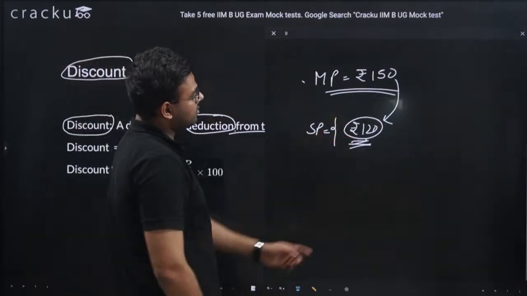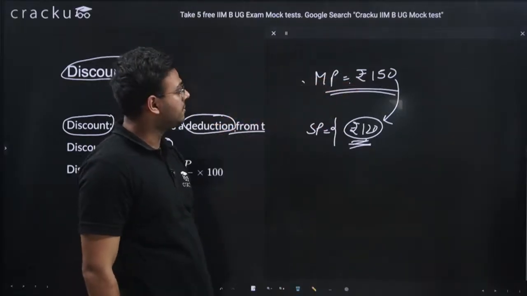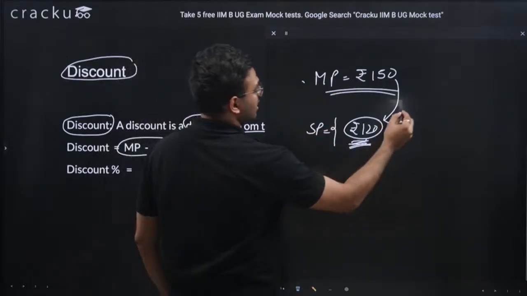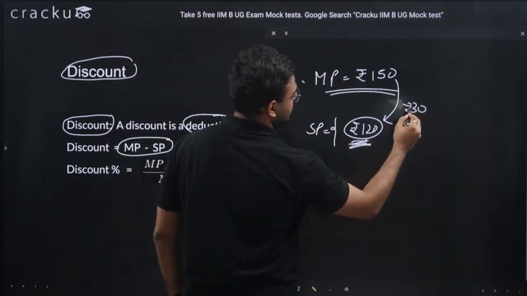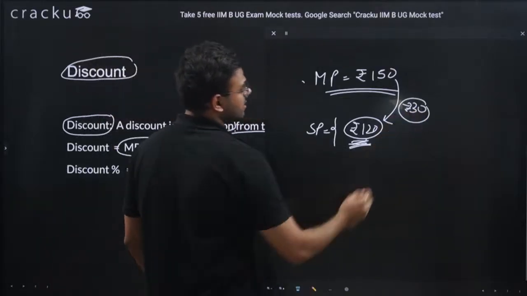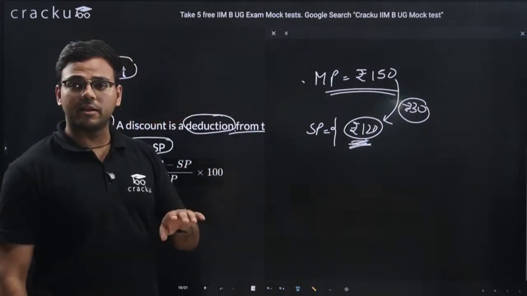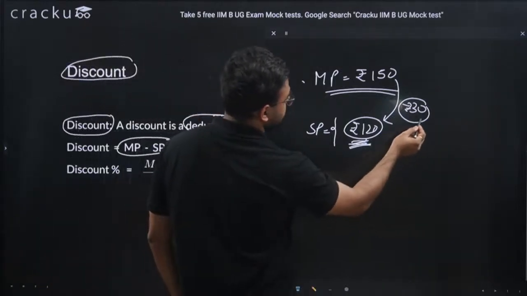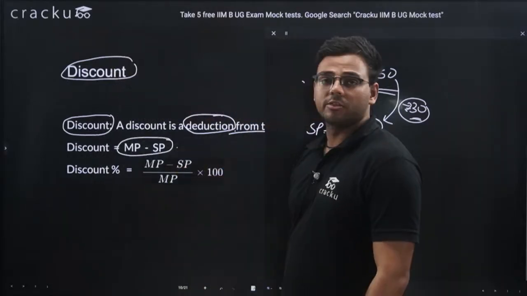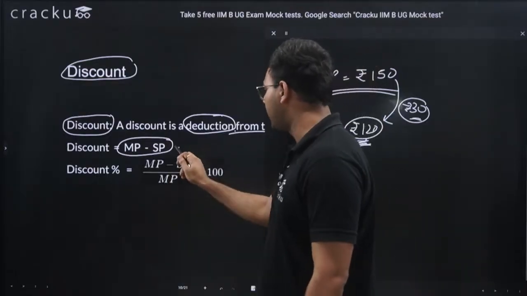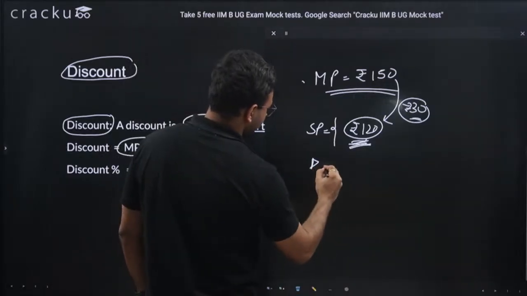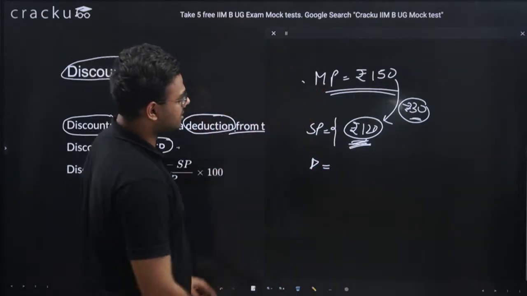You can clearly see the mark price was rupees 150 initially, but it came down to 120. There is a reduction of 30 rupees. This bringing down of mark price by rupees 30 is basically the discount, as said in the formula as well. Discount is equal to mark price minus selling price. If I apply this formula, I'll represent discount by D. Mark price is 150.